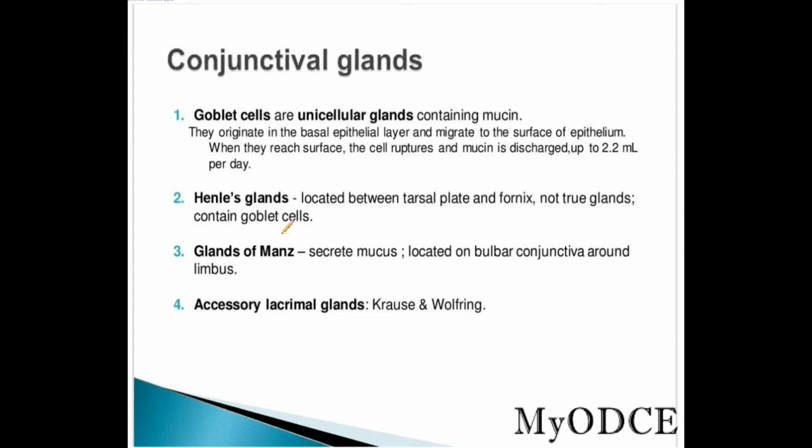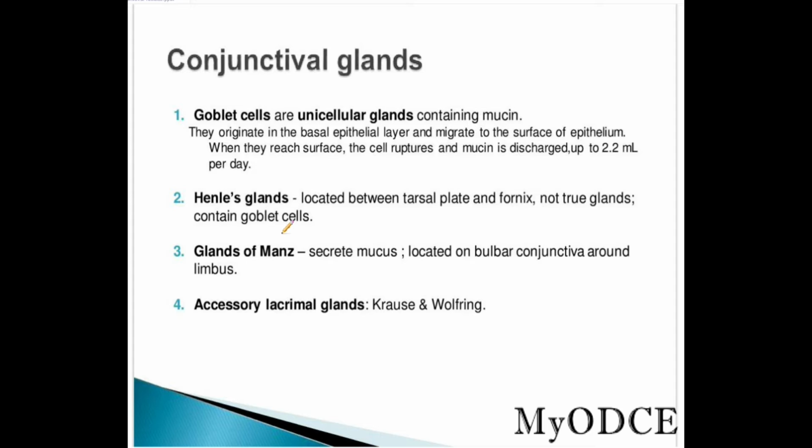And then we're also going to review a little bit about the glands that are found along the conjunctiva. We're all familiar with goblet cells. Interestingly, these are unicellular glands. They produce the mucin. And as we know, with the ocular surface, mucin acts as an anchor to our tear film. The goblet cells originate deep in the basal epithelial layer of the conjunctiva, and they slowly migrate upwards towards the surface of the epithelium. When they reach the surface, the cell will rupture, releasing this mucin, and an average person will produce about 2.2 milliliters of mucin per day.